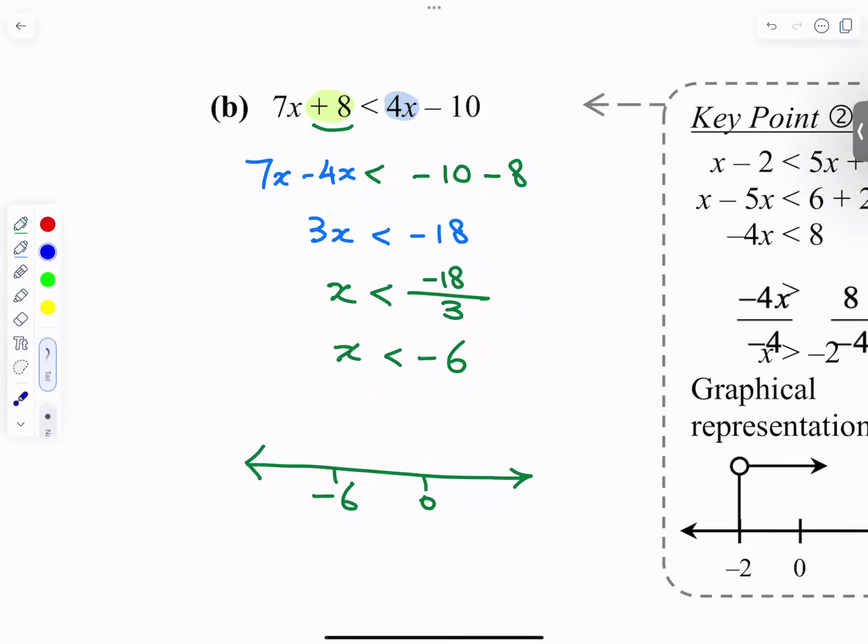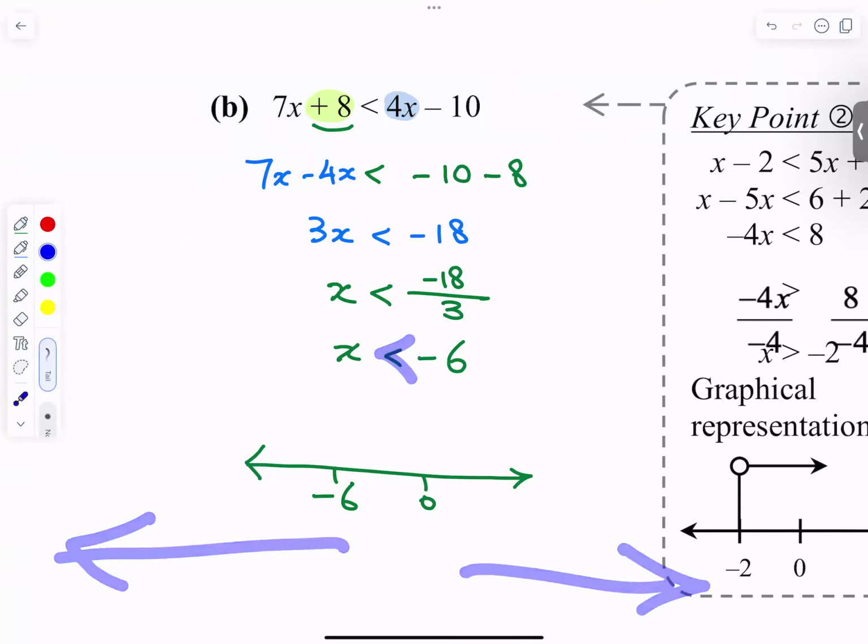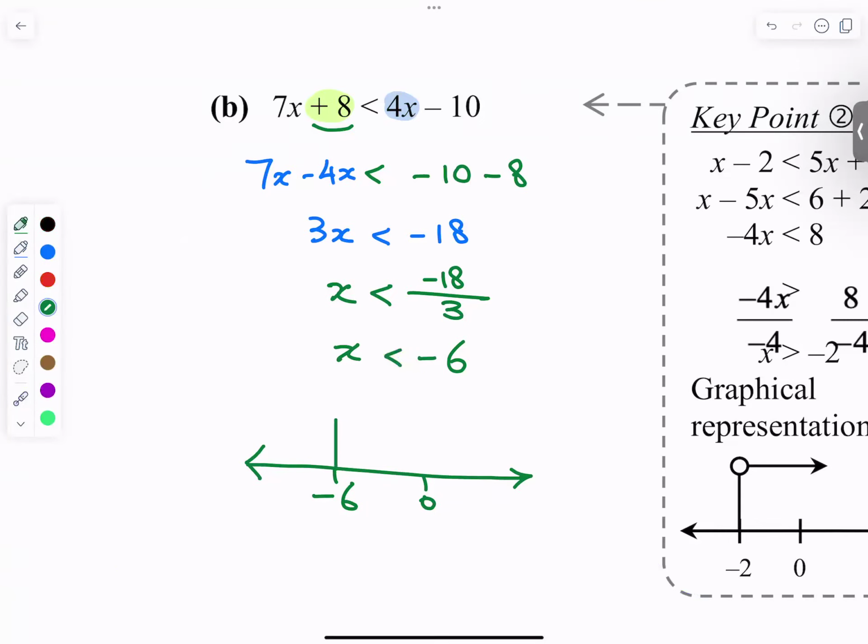This symbol means less than. Left side is less, right side is more. So you draw your line and the less, so it goes to the right. Do I blacken the circle? No, because there's no equal sign there.